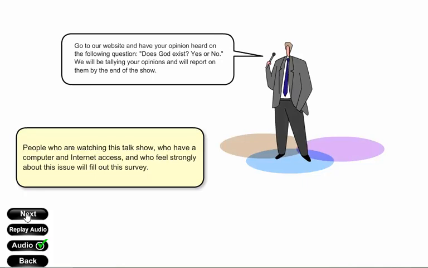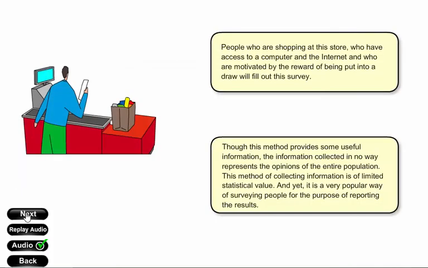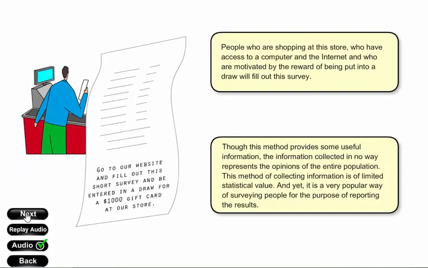People who are watching this talk show, who have a computer and internet access, and who feel strongly about this issue will fill out this survey. People who are shopping at this store, who have access to a computer and the internet, and who are motivated by the reward of being put into a draw will fill out this survey.